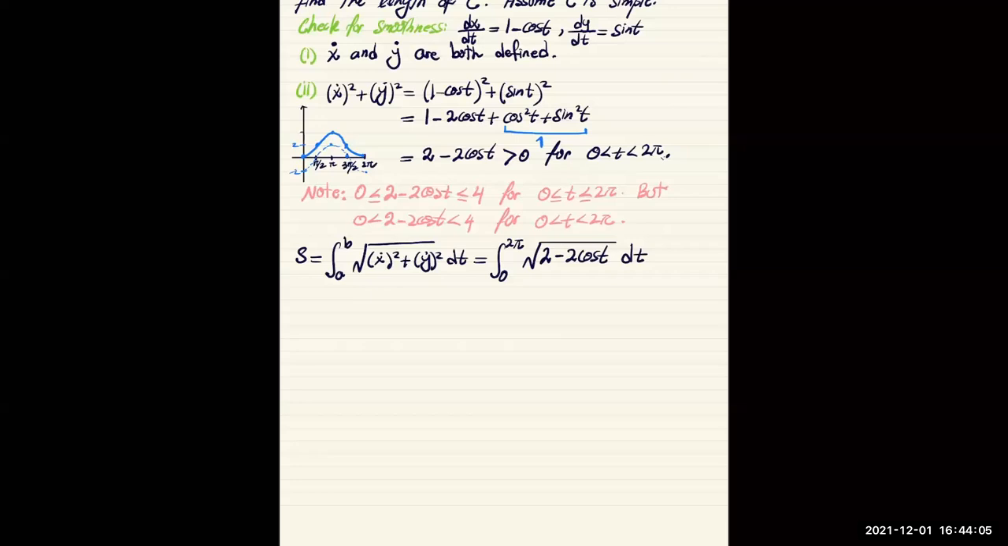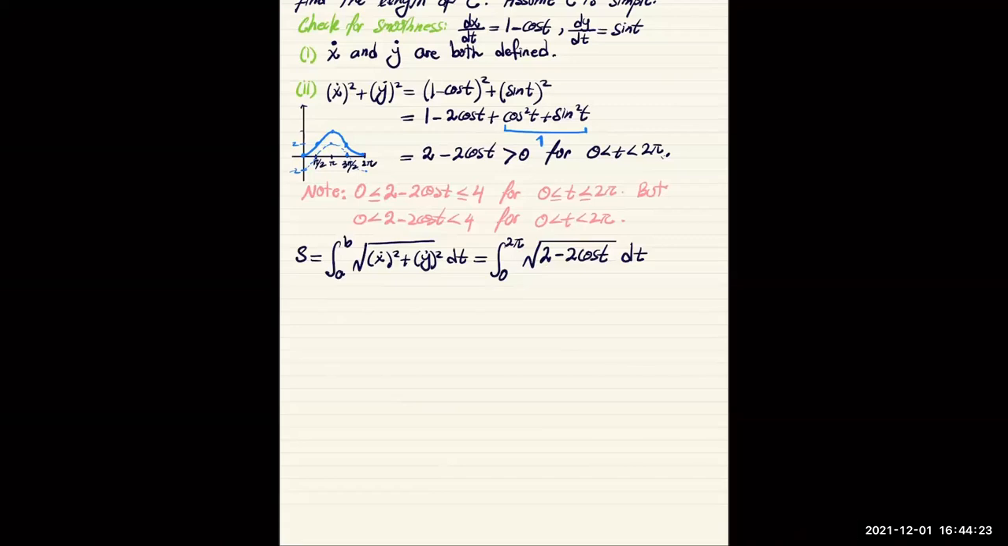Okay, so next thing is substitution. Question is, can we use substitution? And the answer is definitely not, because if this is the inner function, because you have the square root of 2 minus 2 cosine t, if you let this be u, the derivative of it is not in the integrand. There is nothing for du that you can use. So substitution doesn't work.